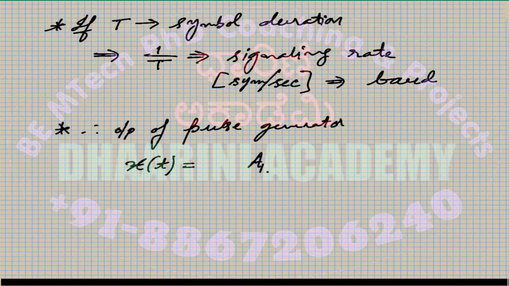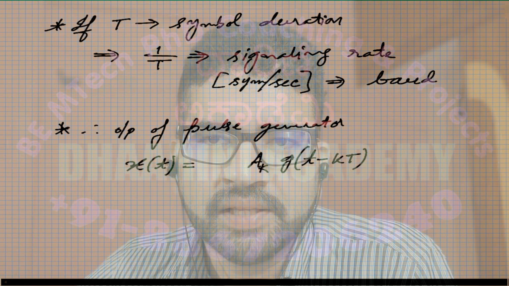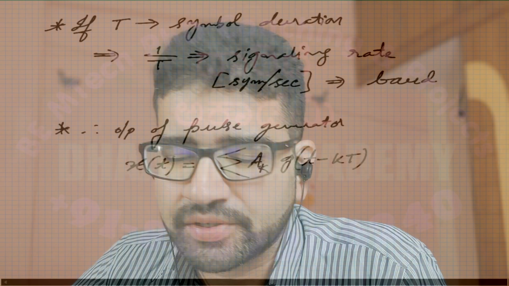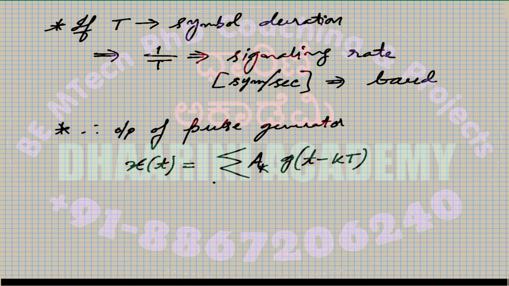This is AK, the kth pulse, G of t minus kT. So you see, the first pulse A1 is present at G of t minus 1 into T. The second pulse, A2 is the amplitude, G of t minus 2 into capital T, and so on. You can see that there is a shift coming up. So this has to be added, so I'll write a summation. You can take the k value from minus infinity to plus infinity.